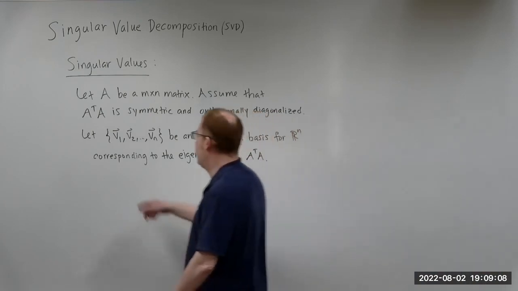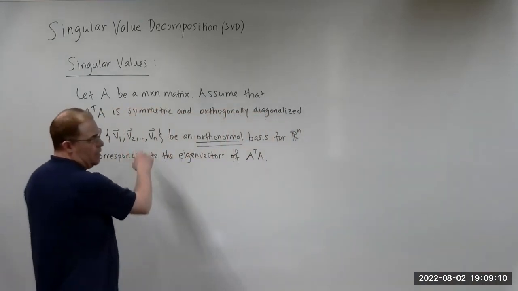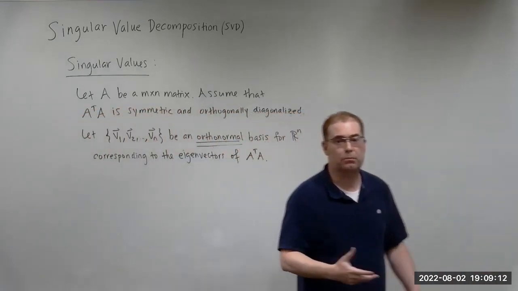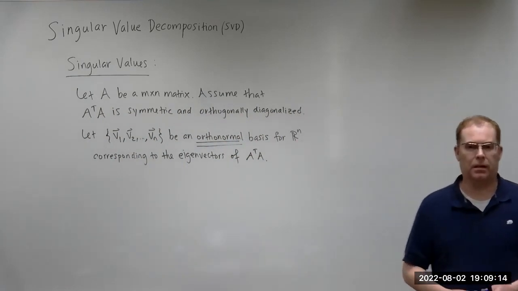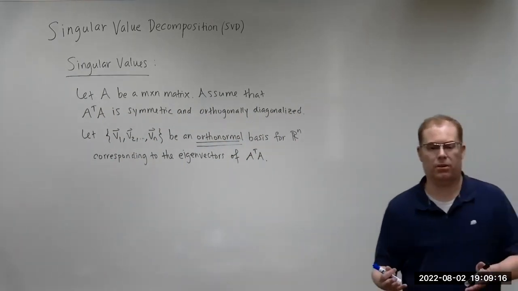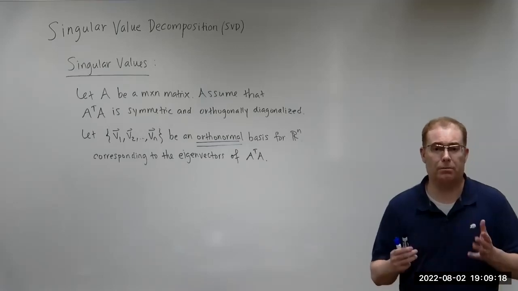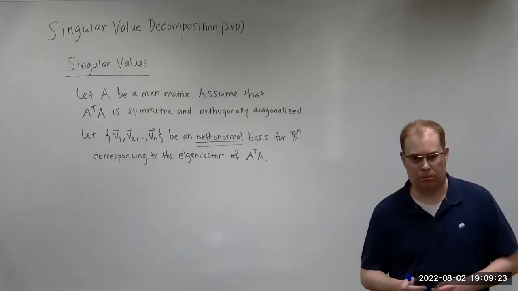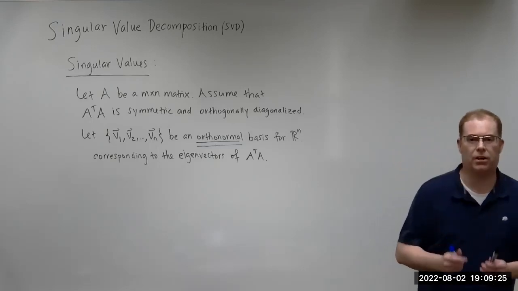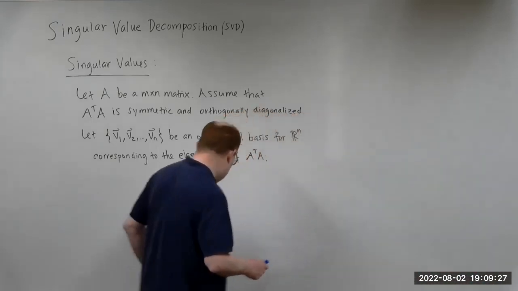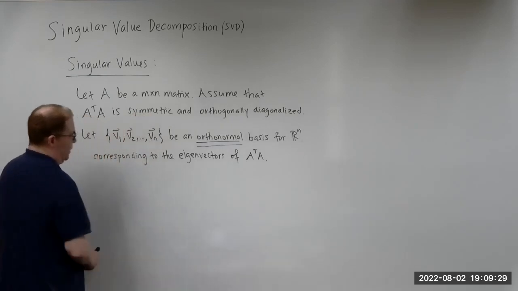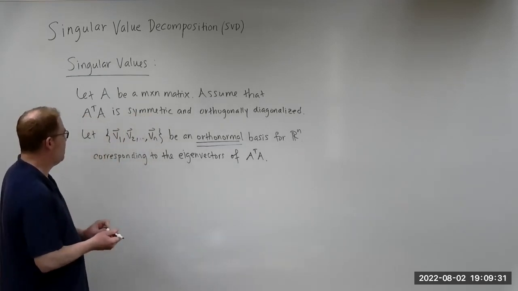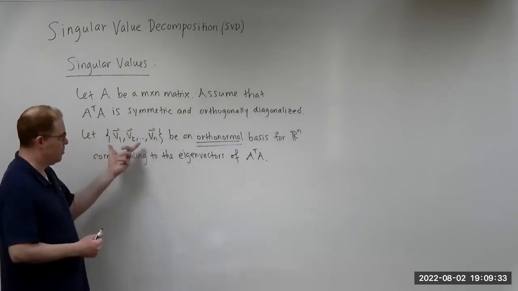So for example, if I take V1 and dot it with V3, then that has to be equal to 0 because they're orthogonal to each other. And that just means geometrically that those two vectors form a 90 degree angle. Okay? So they're orthogonal to each other. Okay. All right. So that's our sort of orthonormal basis.